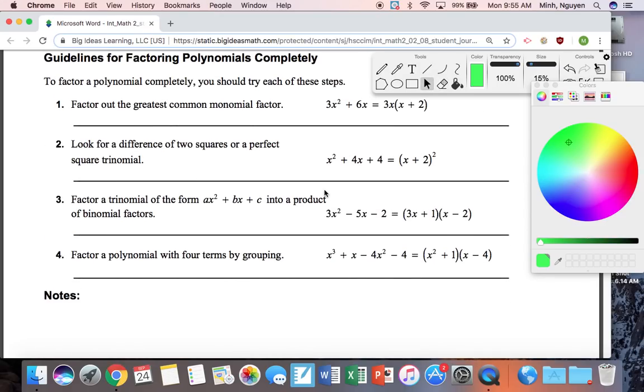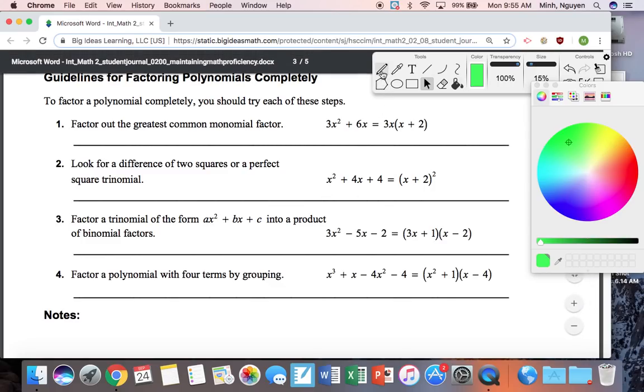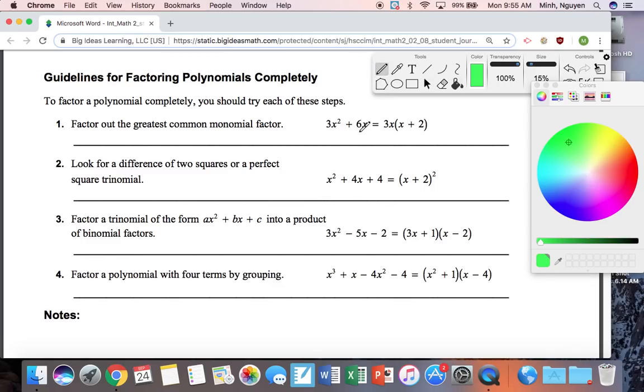And I'm just going to go through these examples with you. 3x squared plus 6x, again, you factor a 3x because they're both divisible by 3x. How do you know if you're right? 3x times x is 3x squared. 3x times 2 is 6x. Here, look for a difference of two squares or a perfect square trinomial.